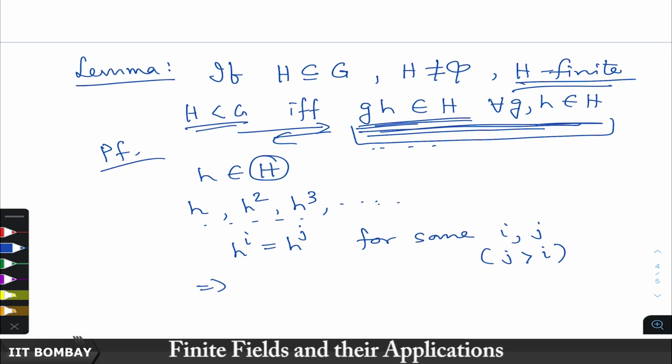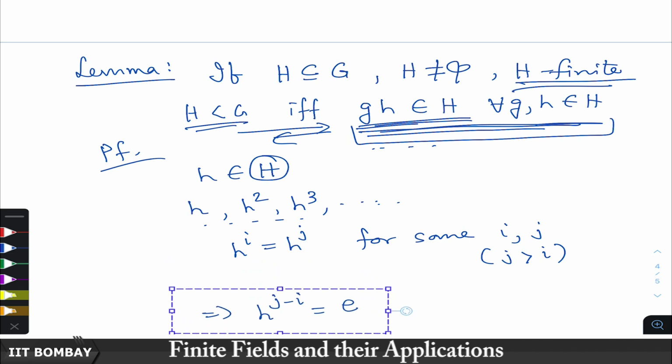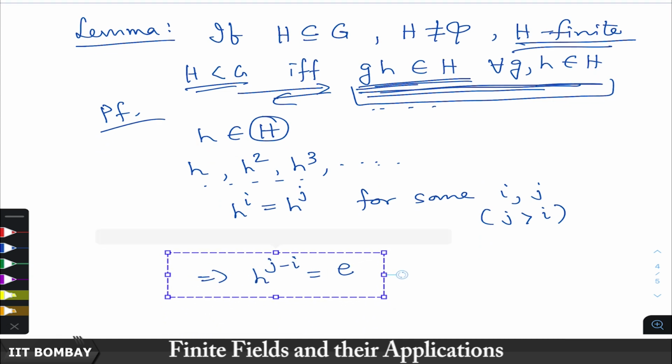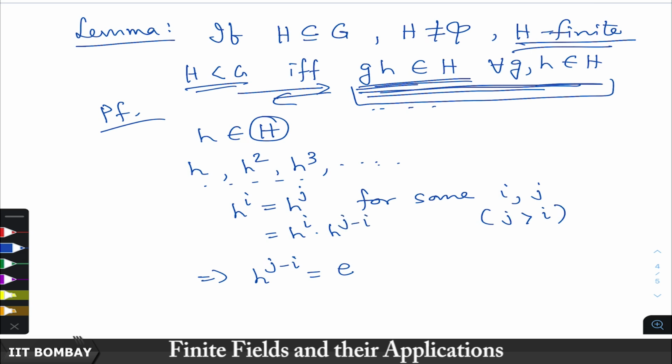Then what we can say is that h power j minus i is the identity element. Why is that? Because you can write this as h power i times h power j minus i, and this is h power i times identity, and so you can cancel h power i from both sides and get this.